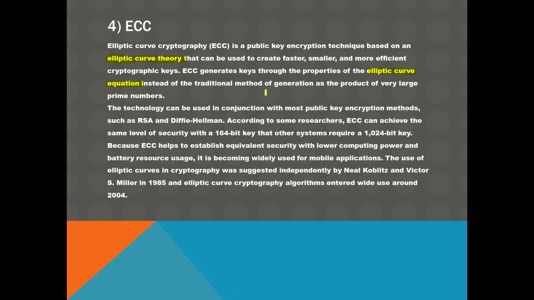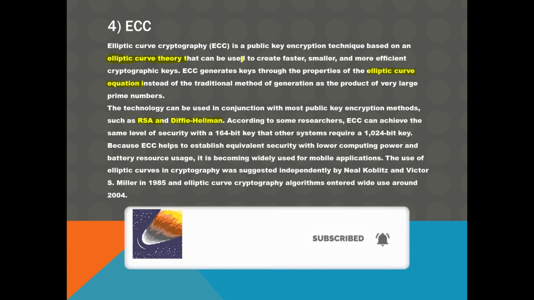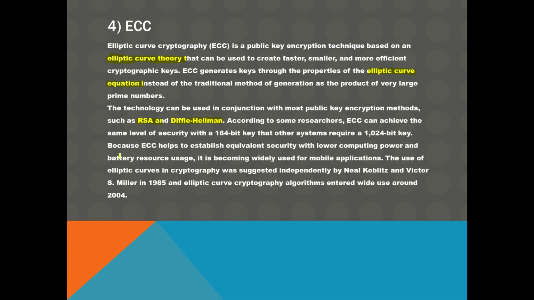Also, the technology can be used in conjunction with most public key encryption methods such as RSA and Diffie-Hellman, which we had already discussed. According to some researchers, ECC can achieve the same level of security with a 164-bit key that other systems require a 1024-bit key for. Because ECC helps to establish equivalent security with lower computing power and battery resource usage, it is becoming widely used for mobile applications.